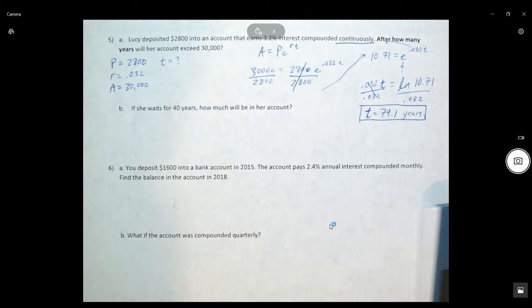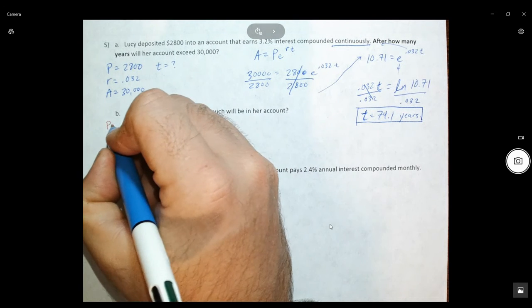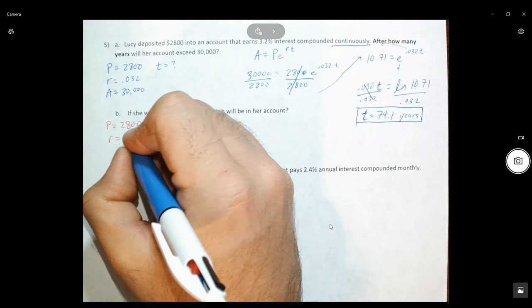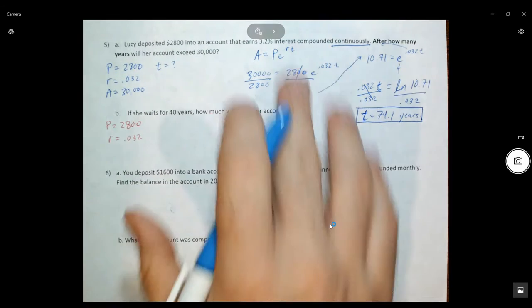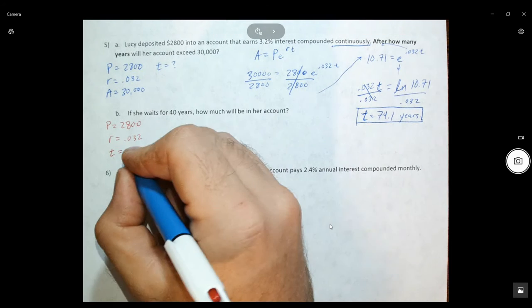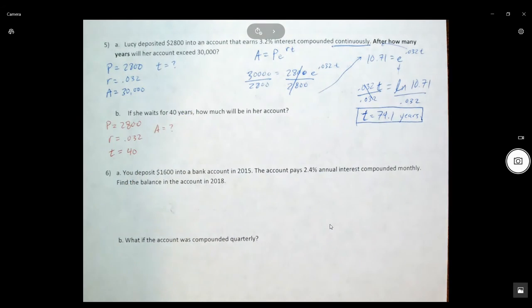All right, moving on. Letter B. If she waits for 40 years, how much money will be in her account? All right, we're really switching a couple things up here. We're not switching how much she starts with. We're not switching the rate, or that it compounds continuously. So we're still going to use PERT. The difference here is they tell us how long she's going to leave it, 40 years. That's our T. And now we just want to find A, her ending amount, how much will be in her account.